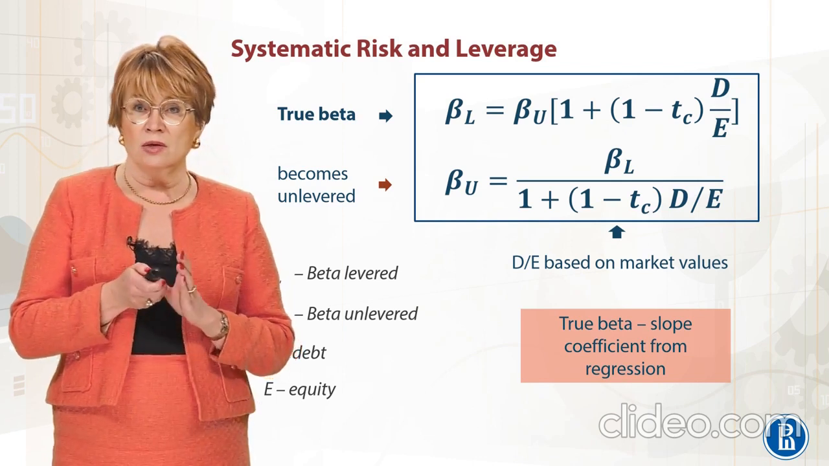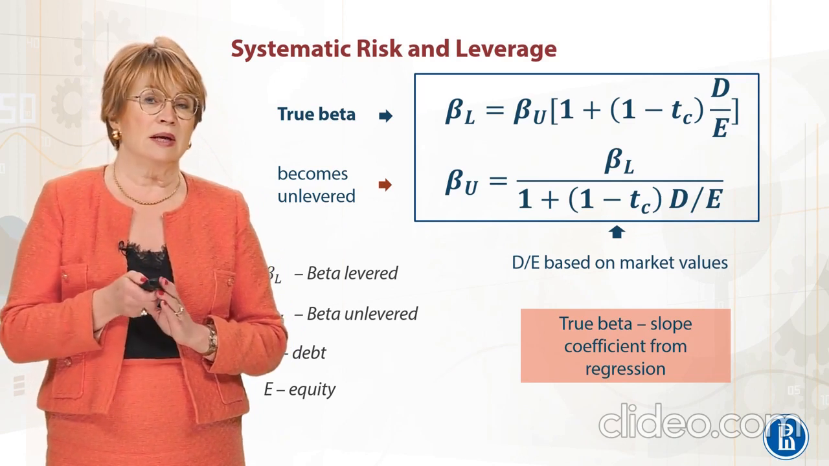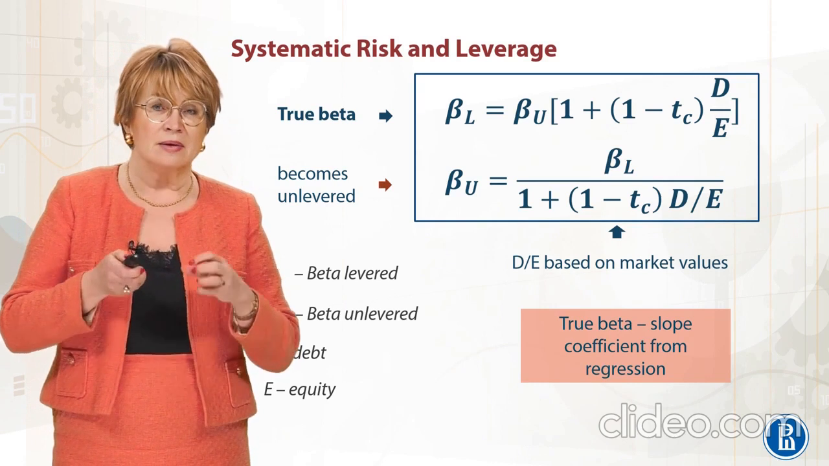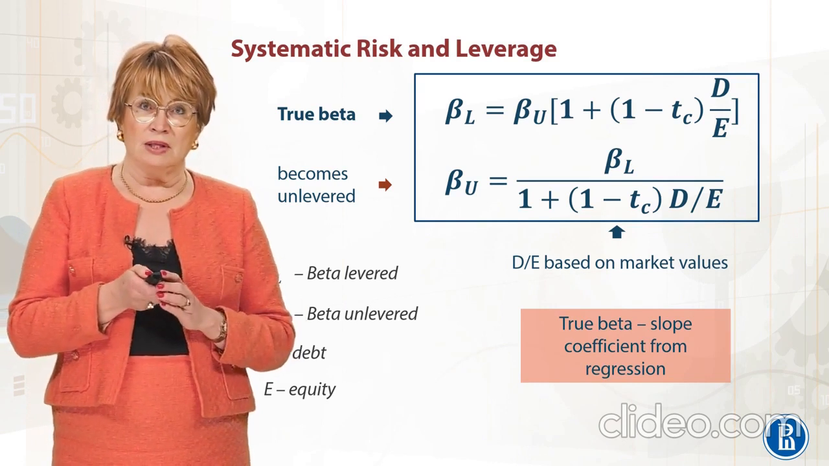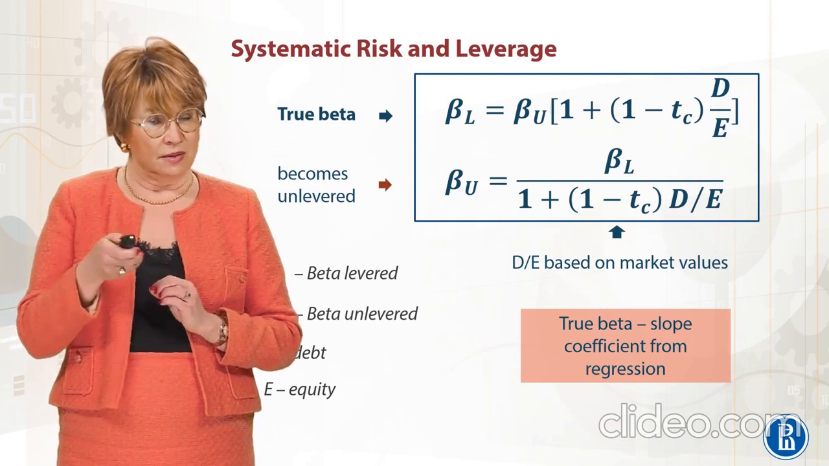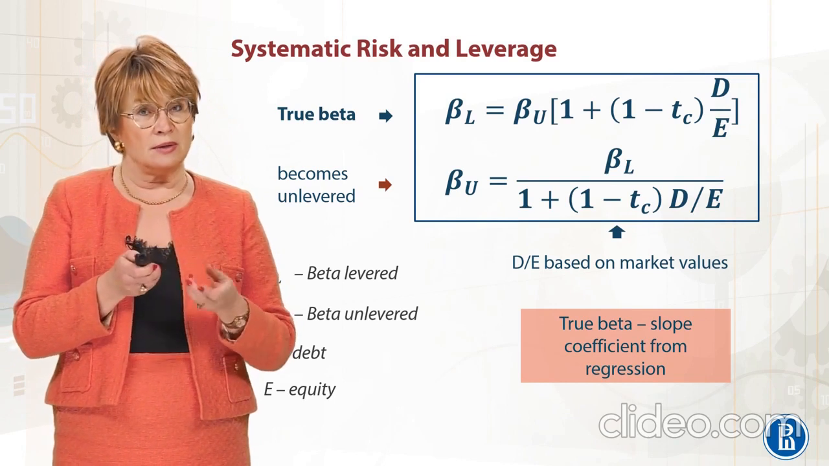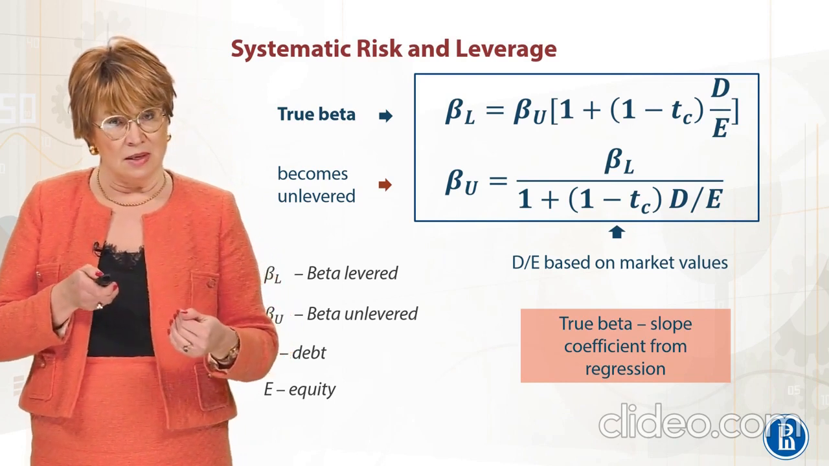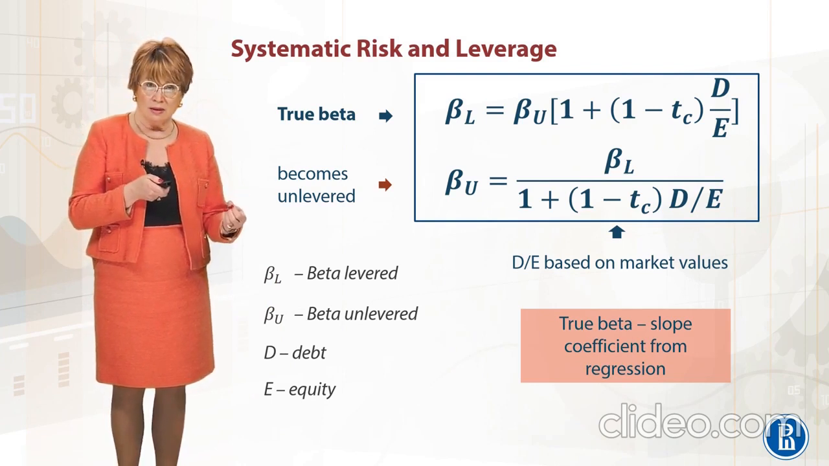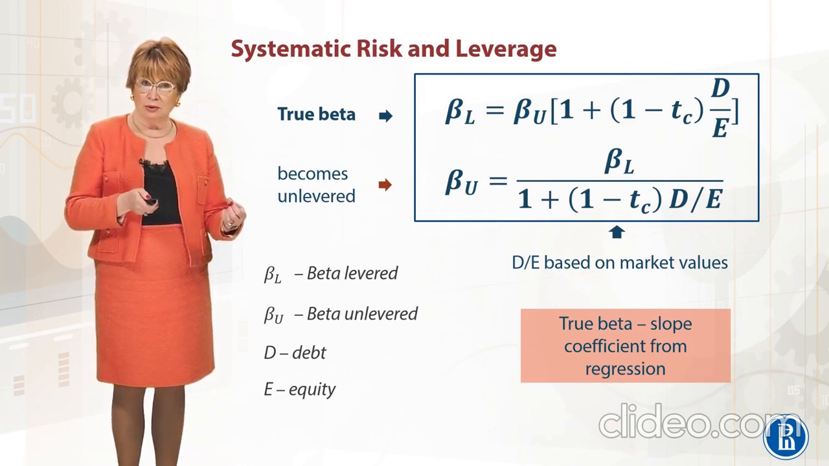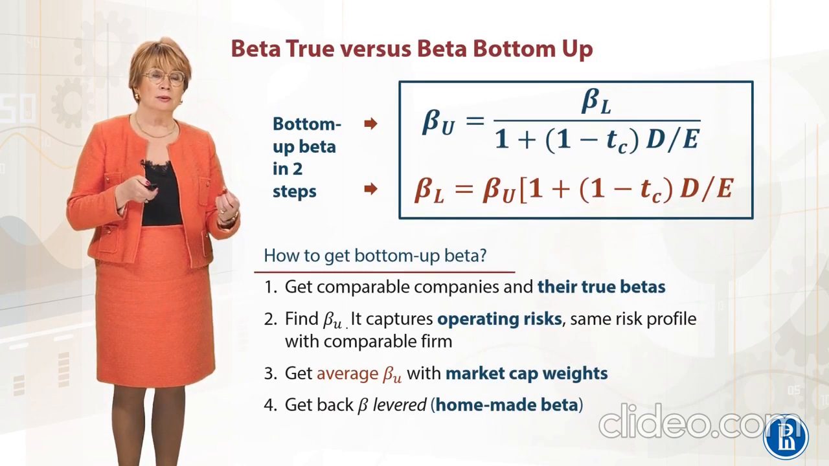So we can use the true beta, as shown here on that slide, to unlever it, to adjust it, and to get the beta unlevered of the same company. And this is the second equation. So we are now showing that starting with the true beta, we may arrive at the beta unlevered of the same company. And that is very important. And the next slide shows why it is so important.